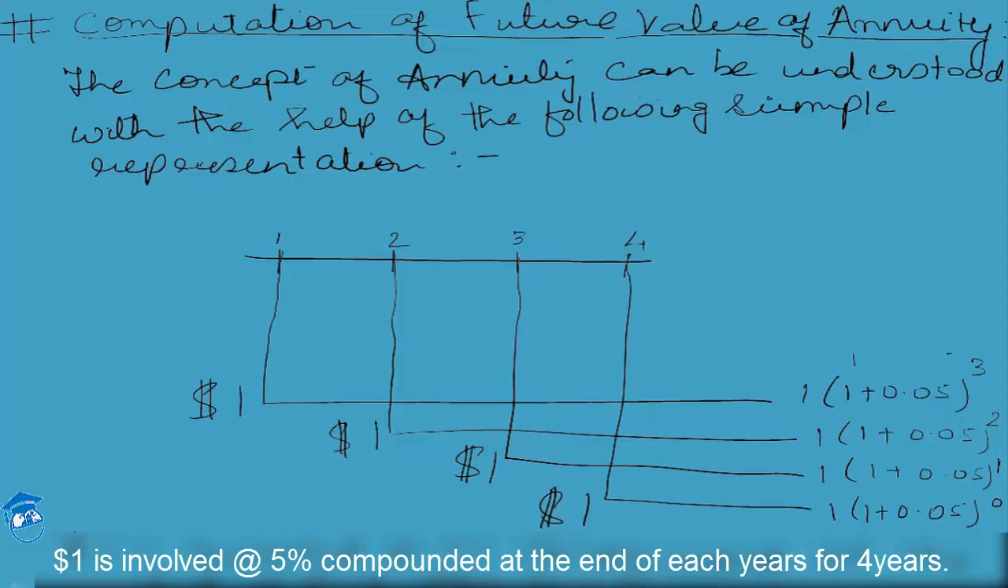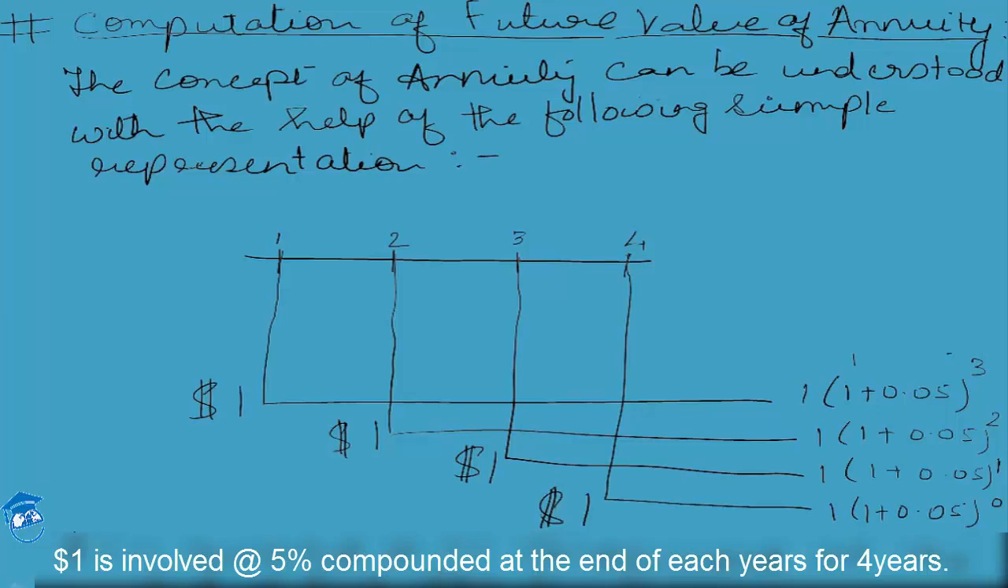In order to make things a bit simpler for you, I tried to come up with a diagrammatic representation wherein I show a timeline which has been segregated into 4 years: first year, second year, third year, fourth year. And as you may see, at the end of every year, a constant payment of $1 is being made. So please pay careful attention to the diagram.